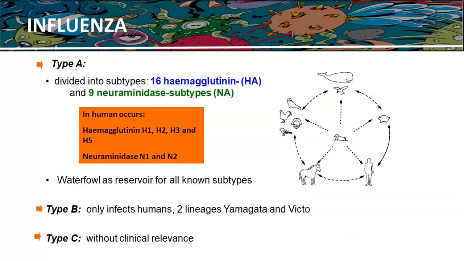We have three types of influenza: type A, type B, and type C. Type C is without any clinical relevance. And I must say, in 25 years working in this field, I have never known anybody who was infected with type C. So in the vaccine, it's only type A and type B. Each year the seasonal vaccine contains two type A's. They have different hemagglutinin and neuraminidases. At the moment, we have H1N1 and H3N2.